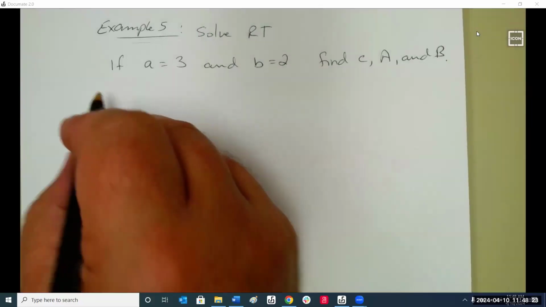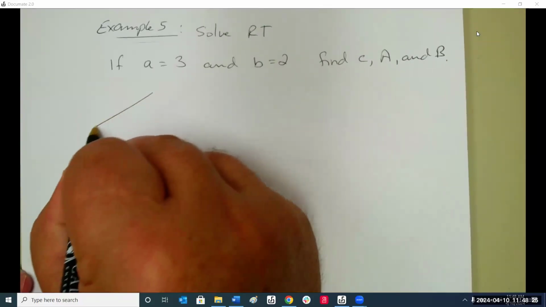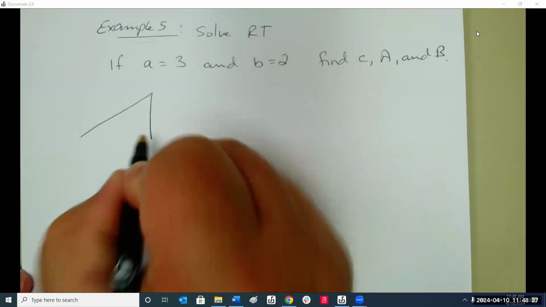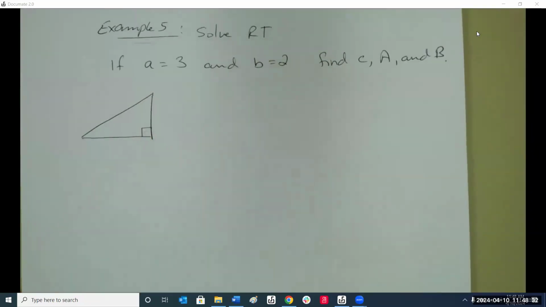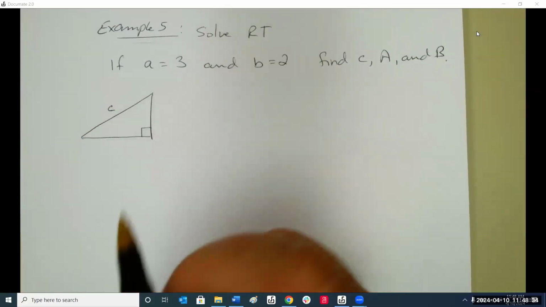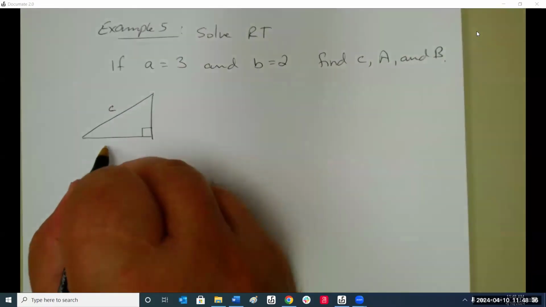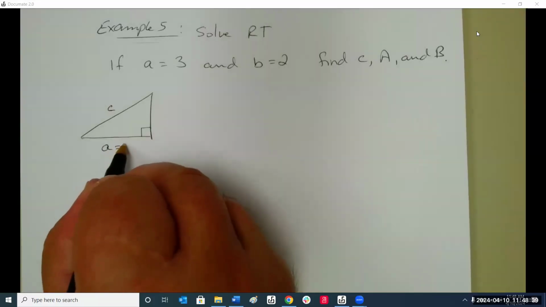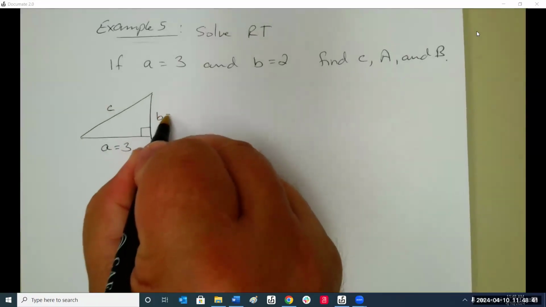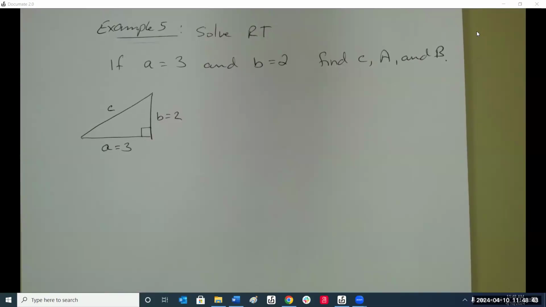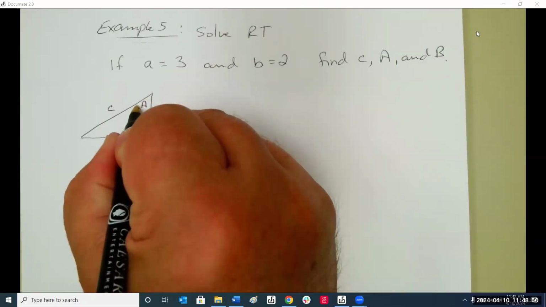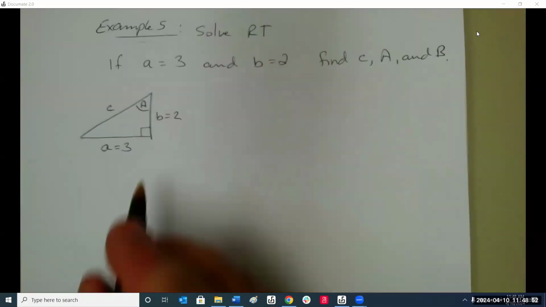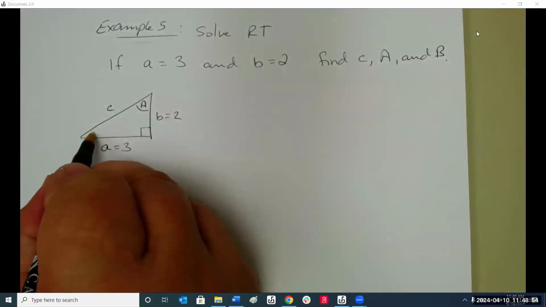Let's first make sure everybody's on the right picture. This is our C. So if we call this A and we call this B, where's angle A? Since this is A, angle A has to be over here. It's always opposite. And then this has to be angle B.